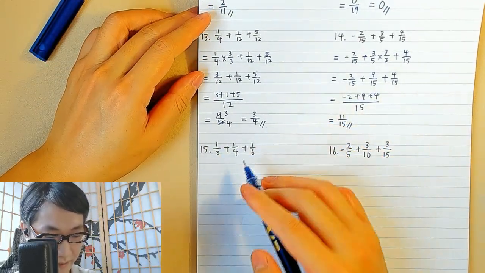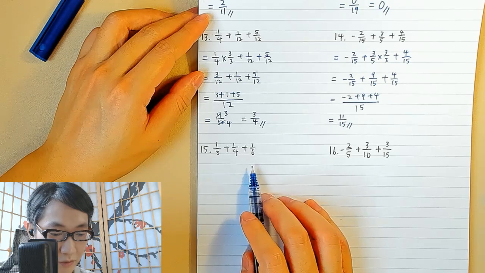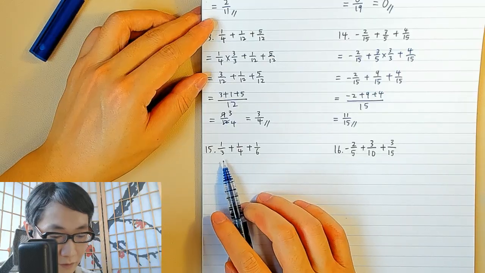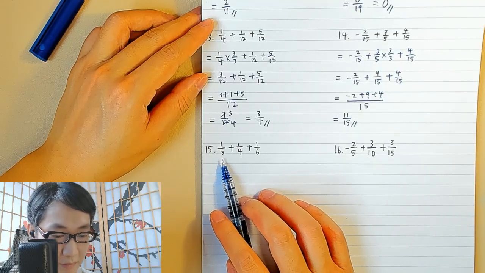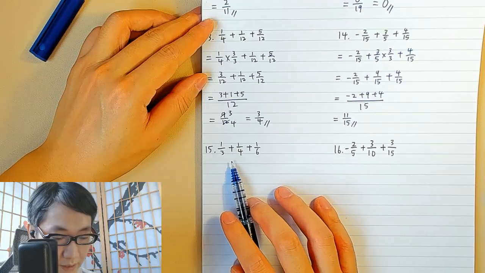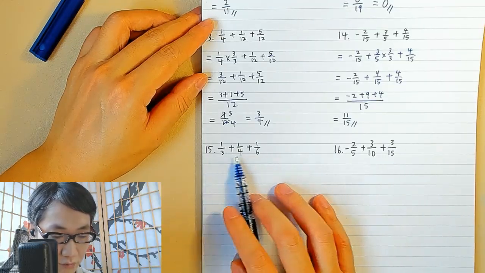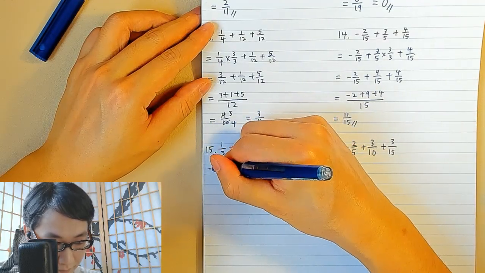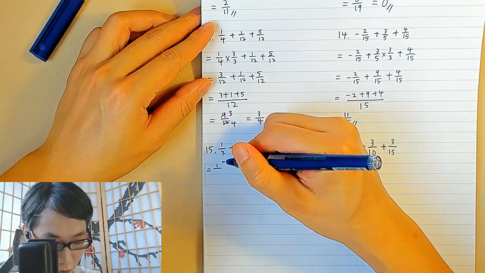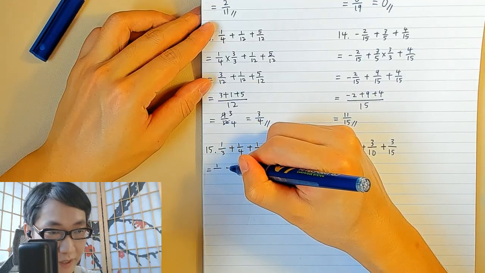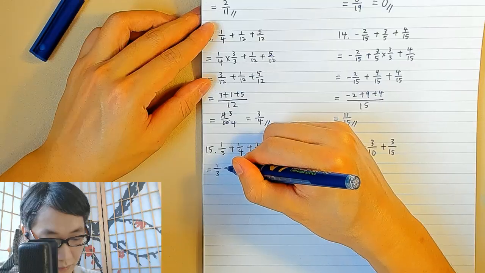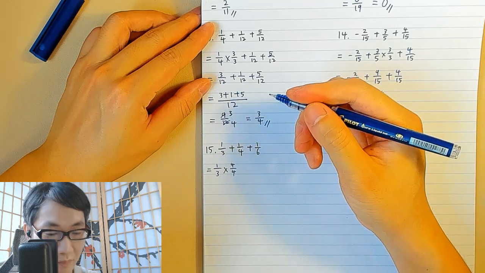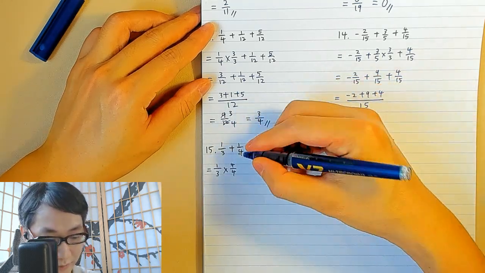Okay, number 15. We have 3 fractions added together with different denominators. So first of all, their lowest common multiple will be 12. Yes. 24 is fine, but 12 is smaller. So let's use 12. To turn 1 over 3 into a fraction with denominator of 12, we have to multiply both the numerator and the denominator by 4. Then we're multiplying by 1, so we did not change the value.